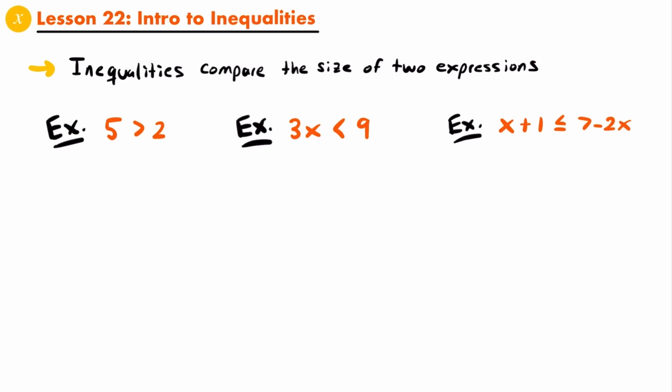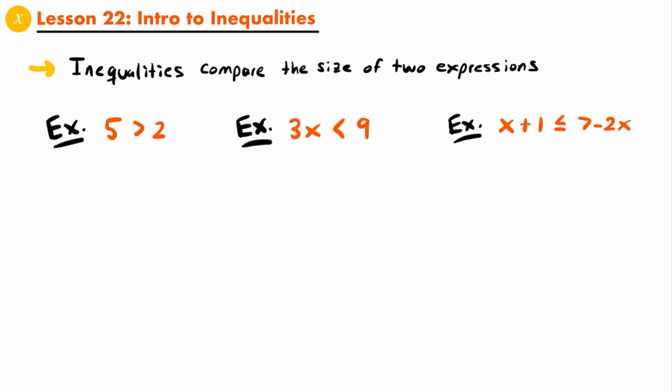The first one here doesn't involve any variables. This probably looks familiar. This is something that you've probably seen before. We have 5 is greater than 2, right? The number that the symbol is open towards is the value that we are saying is greater than the other. And then the side that the symbol is pointing towards, or where that bend is located, is the value that we are saying is smaller than the other value. Okay, so you could read this as 5 is greater than 2, or 2 is less than 5.